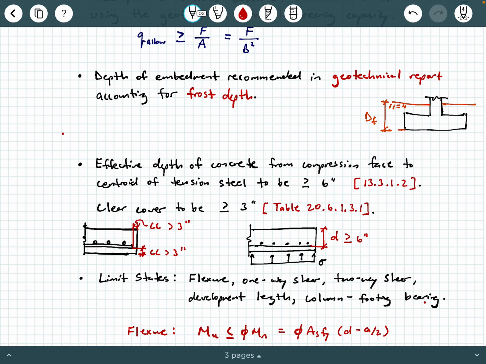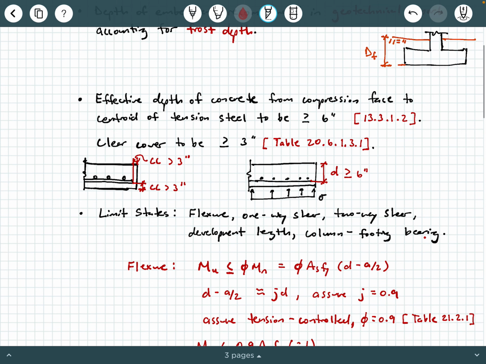The idea is to have plenty of concrete cover to protect your rebar from corrosion or other things from the soil that could potentially damage that rebar, okay? And in case you're wanting the reference, that's ACI 318-14, table 20.6.1.3.1. Okay, so I encourage you as you're going through this video, have your ACI handy, all right?